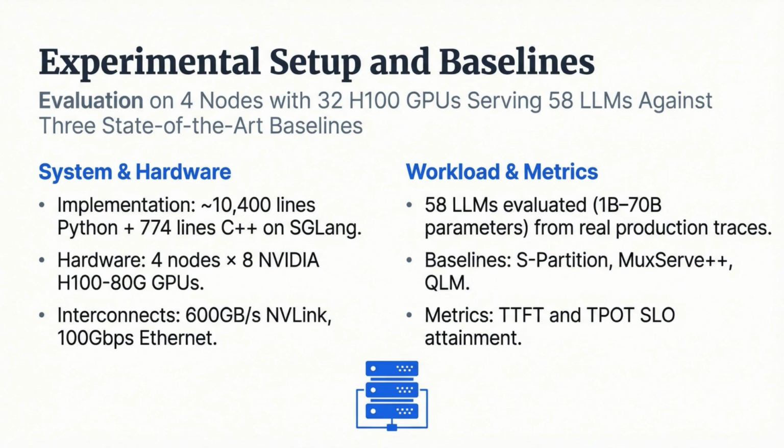We built Prism on SGLang and evaluated it on a cluster with 32 H100 GPUs, testing with 58 different LLMs using real production traces. We compared Prism against static partition, MuxServe++, and QLM. Our primary metric was SLO attainment for both time to first token and time per output token. Let's see the results of these end-to-end performance tests.